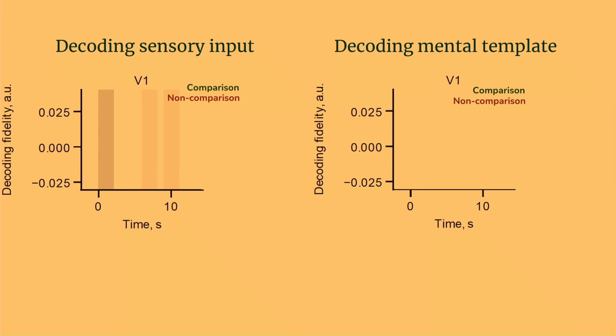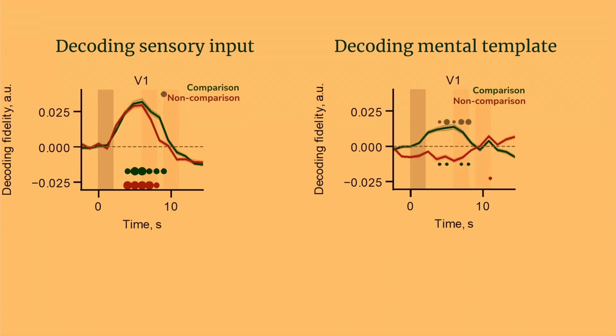So, for the sensory input, it's highly decodable both when it is compared and when it is not compared. Just perception is what matters. For the mental template, as you might guess, the picture is very different. Mental template is only decodable from the primary visual cortex when it is used for comparisons, but not otherwise.